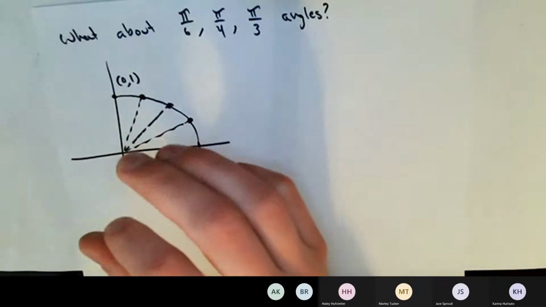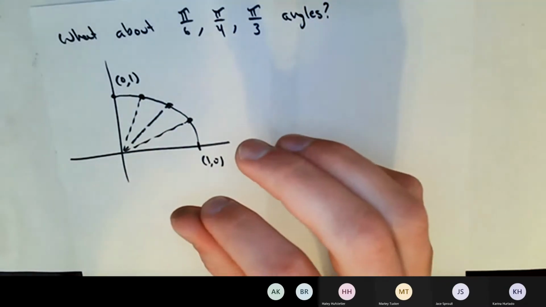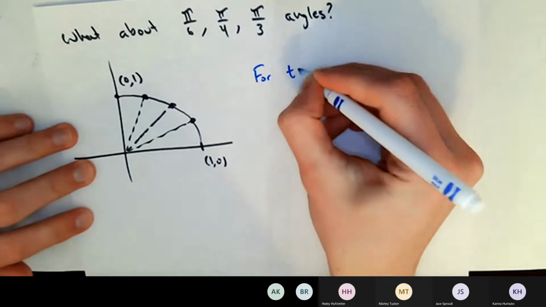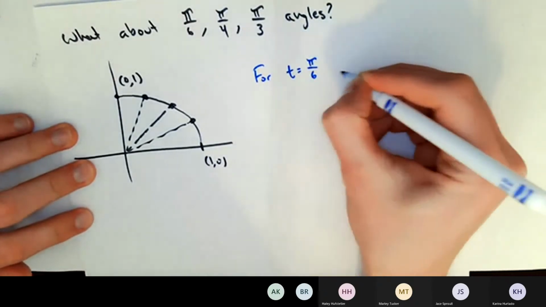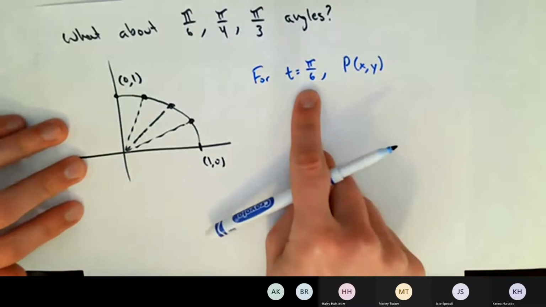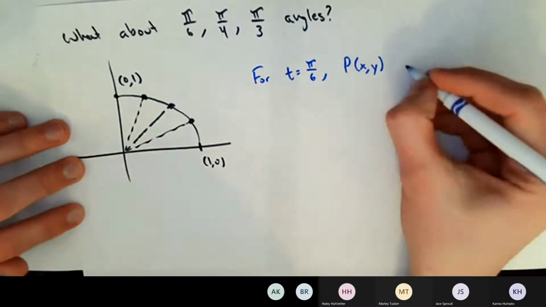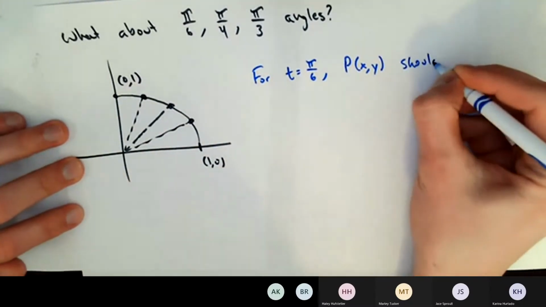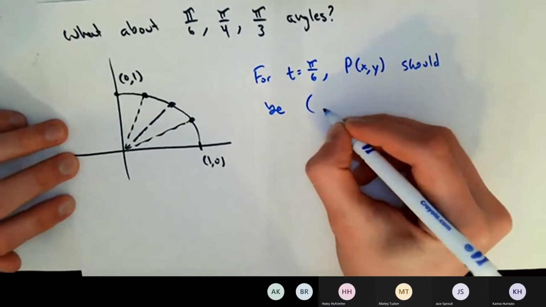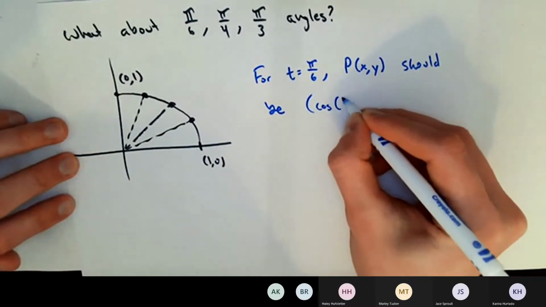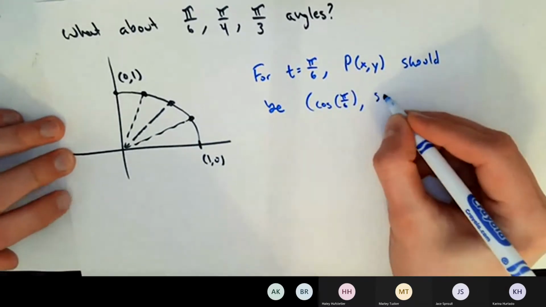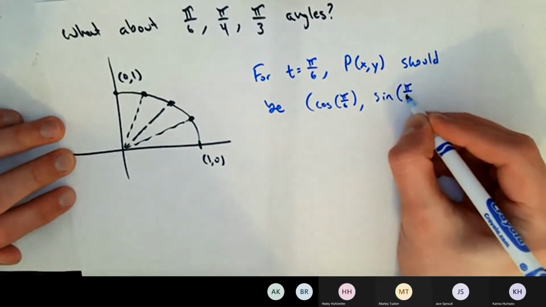Well, we know that for t equal to any angle, P of x, y we can get straight from sine and cosine. It should be cosine of pi on 6, that's going to be the x value, comma, sine of pi on 6.